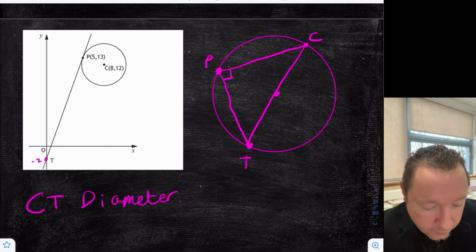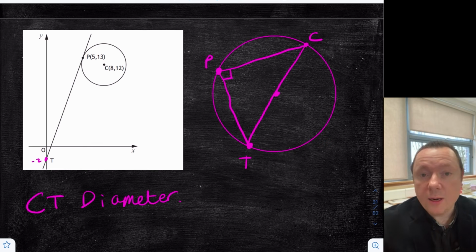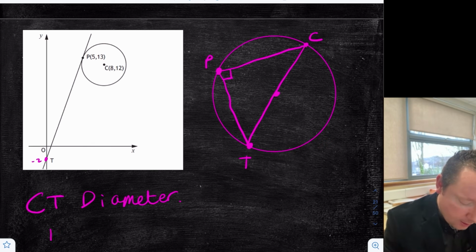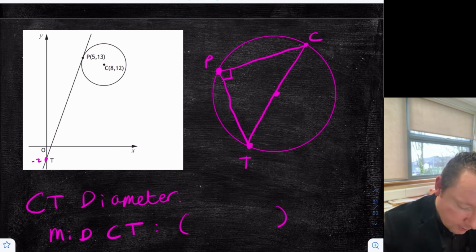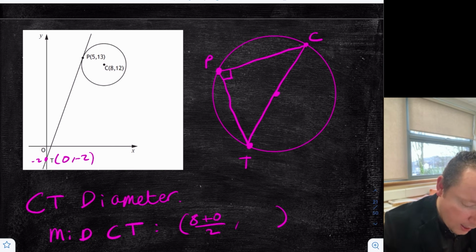and therefore we can work out the midpoint of C and T. So the midpoint of C to T, well, we've got (8, 12), and remember, T is (0, minus 2), so it's 8 plus 0 divided by 2, and it is 12 minus 2 divided by 2, so that's 8 over 2 is 4, and we've got 10 over 2, which is 5. So we know our midpoint now is (4, 5).